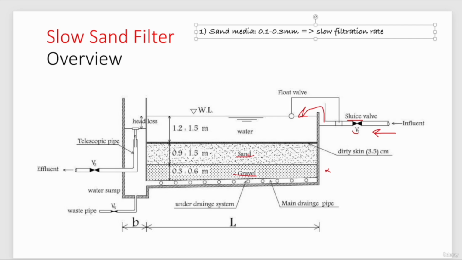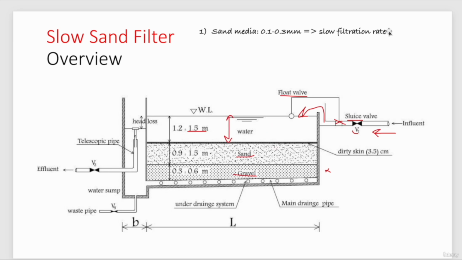Above this sand layer, we will have the accumulation of water. This is what we call supernatant water, and the depth of this water is actually 1.2 to 1.5 meters. What controls this depth? It is actually the float valve. So whenever we reach the 1.5 meters, this float valve will close the sluice valve. So this will close and the water will no longer enter. So this is the upper limit of our supernatant water that will create some pressure.